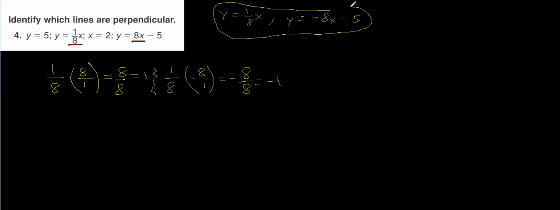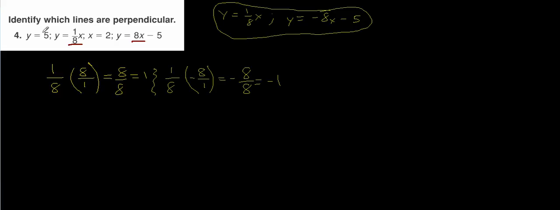In this case, if my two equations were y equals 1/8 x and the other being y equals -8x minus 5, well, since the product of their slopes equals -1, yes, they would be perpendicular. Well, that's cool to find out.